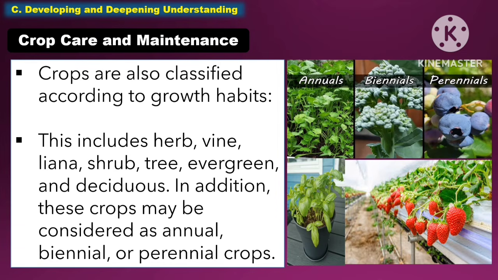Crops are also classified according to the growth habits. This includes the herb, vine, liana, shrub, tree, evergreen, and deciduous. In addition, these crops may be considered as annual, biennial, or perennial crops.